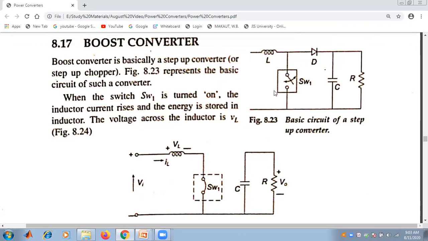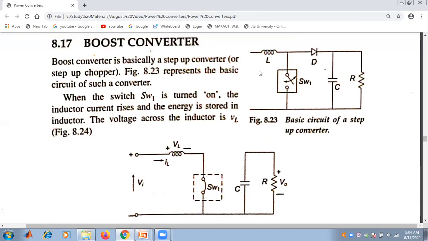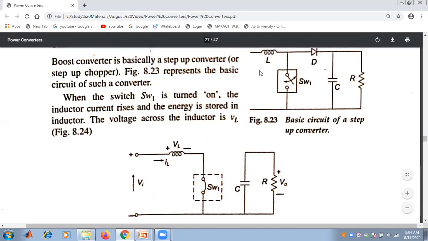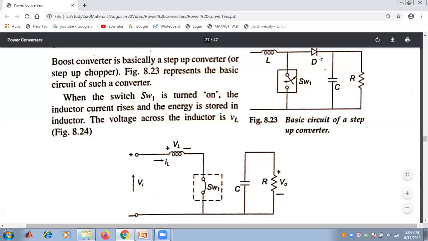When the switch SW1 is turned on, the current through the inductor will rise, and the energy will be stored within the inductor. During the on period, we are omitting the diode from the circuit.